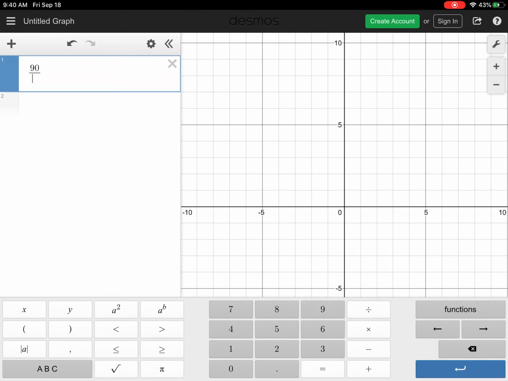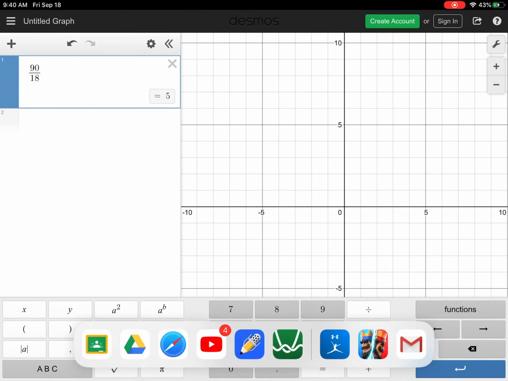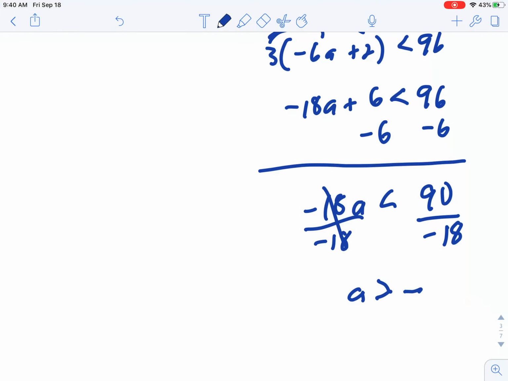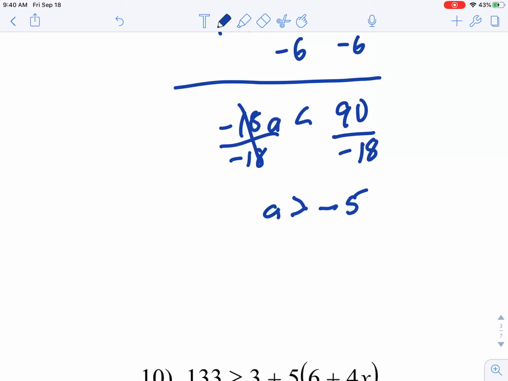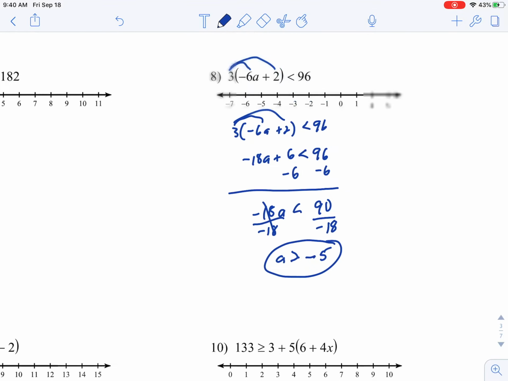90 divided by 18 is 5. Yeah, that makes a little bit more sense. So negative 5, rather, because there was a negative sign in there. And my variable is already on the left, so what do I have? Negative 5 is my starting number. There is no equal sign, so I circle it. The arrow, again, is pointing to the right, or the greater than side, so I shade greater than.